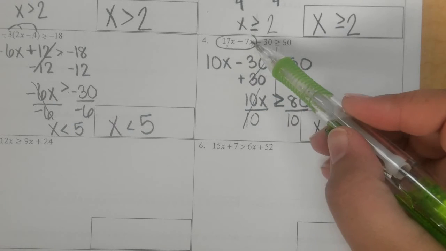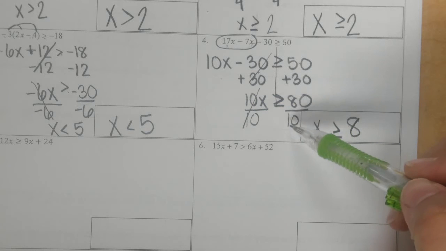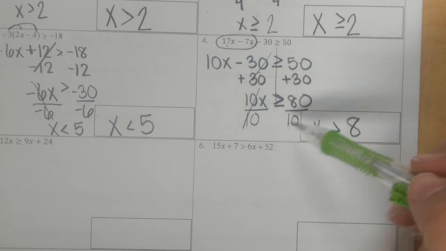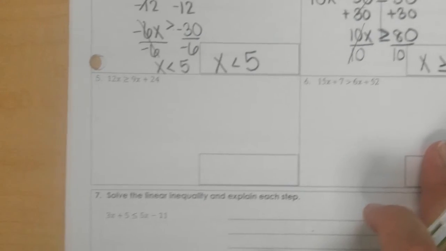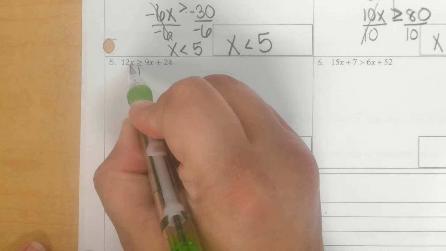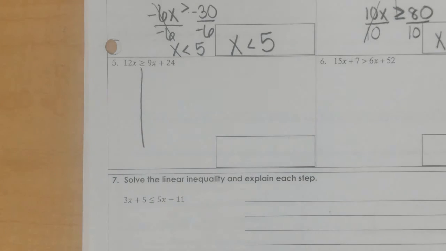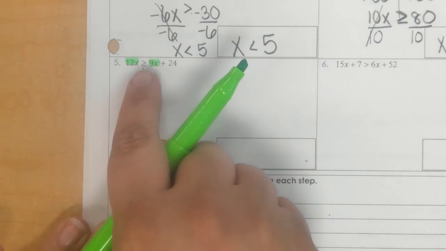So combine like terms, got the 10x, and then it's just a two-step inequality like number 1, and what we've been doing. Okay. Number 5, you notice on this one you have this variable, and we have to get those together. So you can see that they are on separate sides of the inequality there, right?